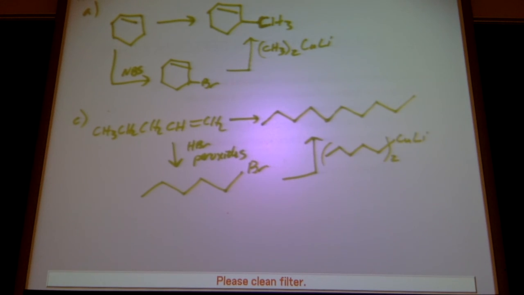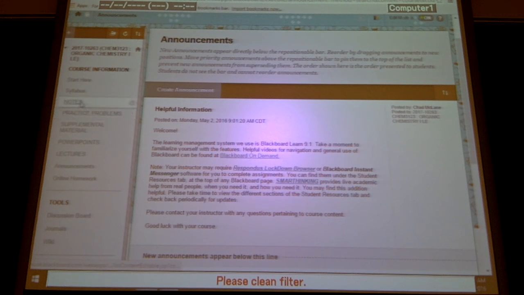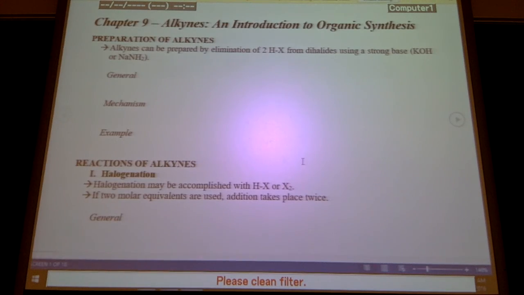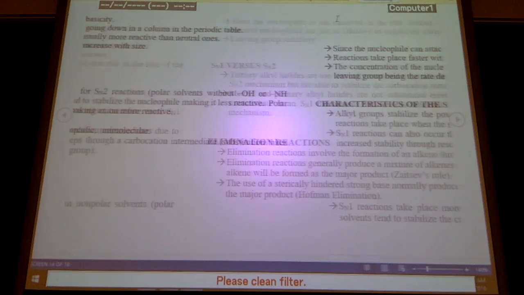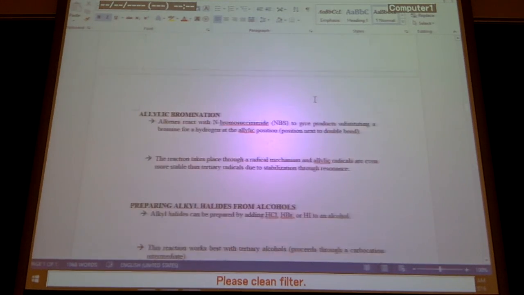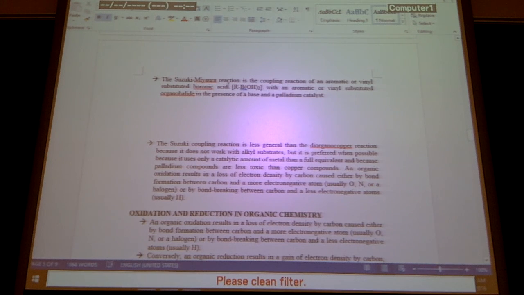Another reaction that you may see, I think I have this in the notes. Okay, so here's a Suzuki-Miyaura reaction, a coupling reaction of an aromatic or vinyl substituted boronic acid with an aromatic or vinyl substituted organohalide in the presence of a base and a palladium catalyst.